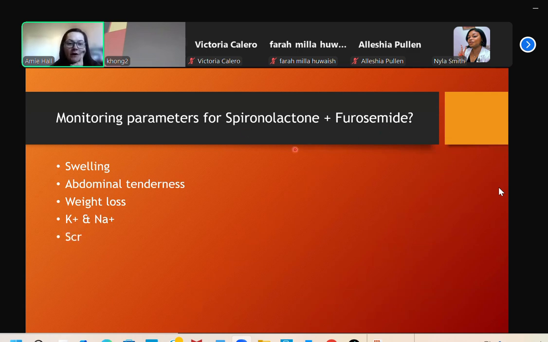Because both of these work in the kidney, we're going to want to monitor the serum creatinine to make sure that we're not sending them into kidney failure. And then gynecomastia, so asking about breast tenderness, especially for men, asking them about breast tissue growth. And then monitoring for dehydration. So I think we hit those that were answering in the chat, hit almost all of those, if not all of those.